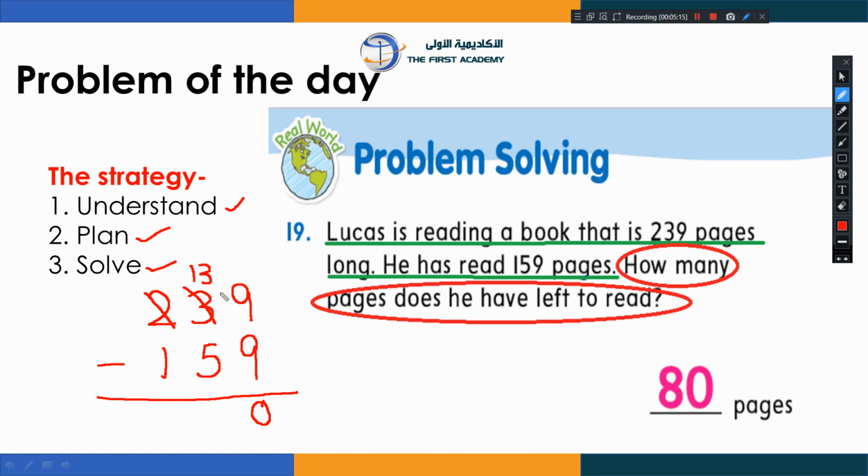Help me count. 13, 12, 11, 10, 9, 8, 7, 6, 5. 1, 2, 3, 4, 5, 6, 7, 8. 13 minus 5 equals 8. And now 2 has become a 1. So 1 minus 1, again, numbers the same, zero is the game. So my total is 80 pages. Got it? Excellent. Let's go for the next slide.